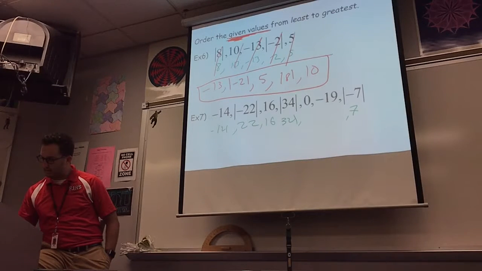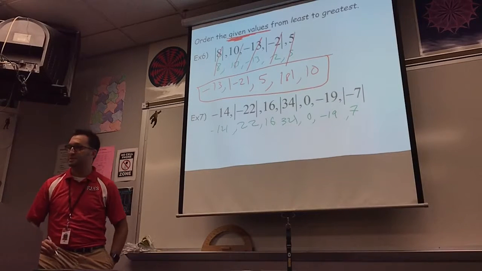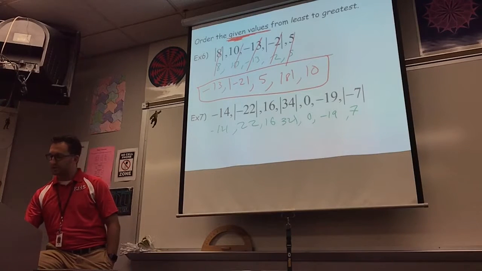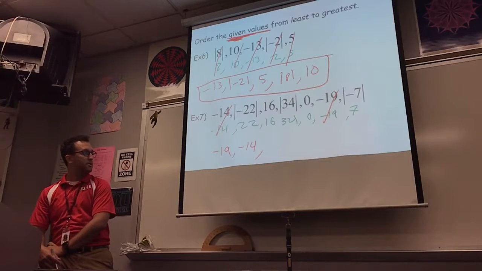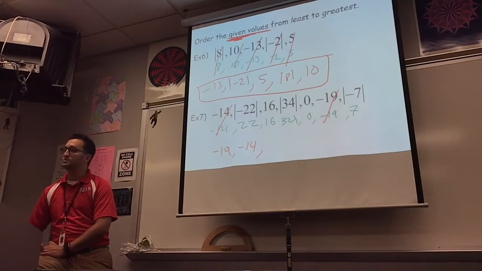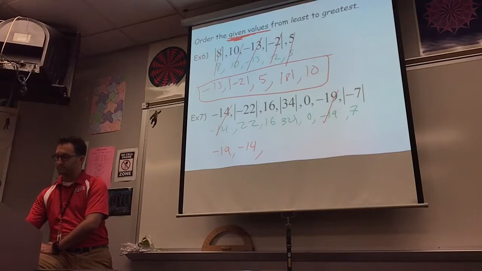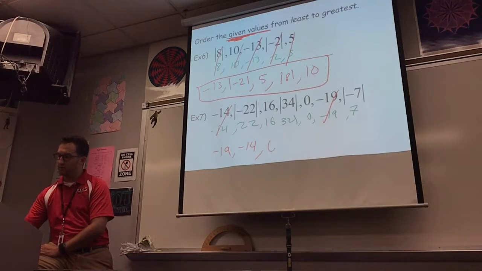Let's make our list. Which two numbers are obviously the first two on our list? Negative 19 and negative 14, because those are the two negative numbers. Which one is more negative? 19. 19 is further to the left on a number line. We don't have positive numbers yet. Don't forget about 0.